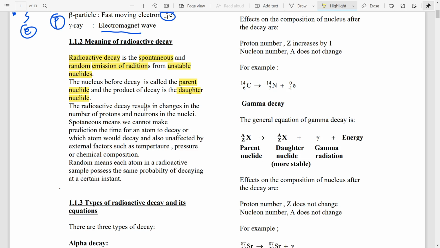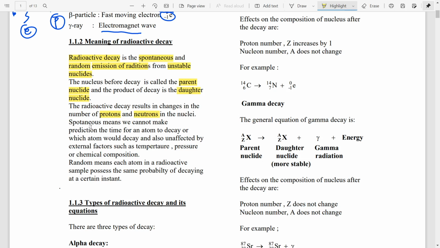The radioactive decay results in changes in the number of protons and neutrons. So what will happen to the mass number and the atomic number? During this process, the number of protons and neutrons will be changed. Akan berubahlah bilangan proton and neutron. And of course, at the same time, the atomic number and also the mass number can be changed during this process because of the number of protons and neutrons.